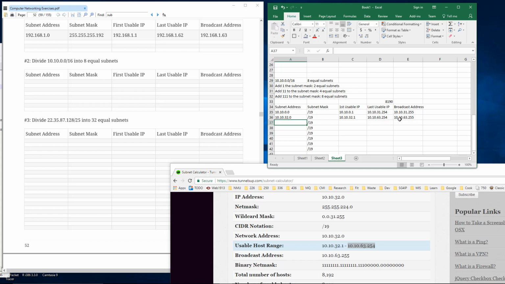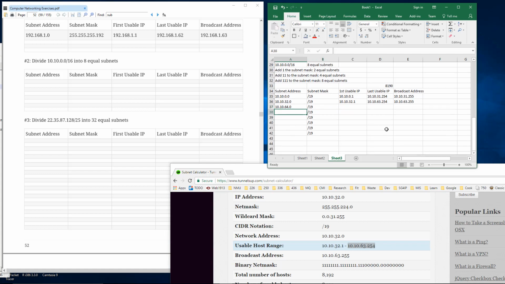So then add 1. My next network is going to start here, 10.10. I'm going to add 1, carry the 1, 64.0. Okay, at this point, you should start to notice a pattern. Really, the only thing that is changing is the third octet here. So you don't have to, unless you want to, use the calculator.